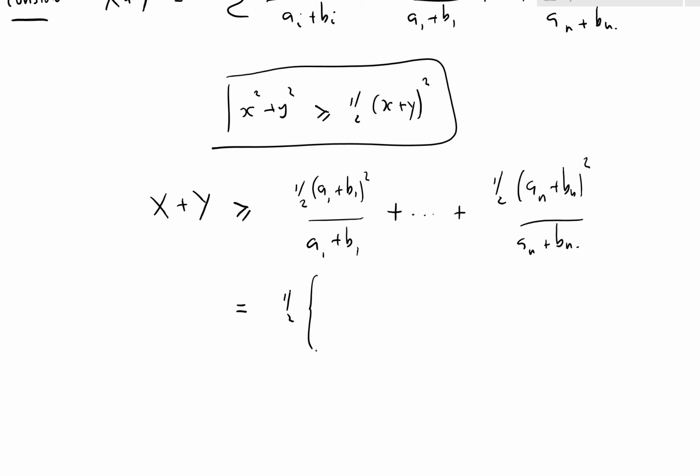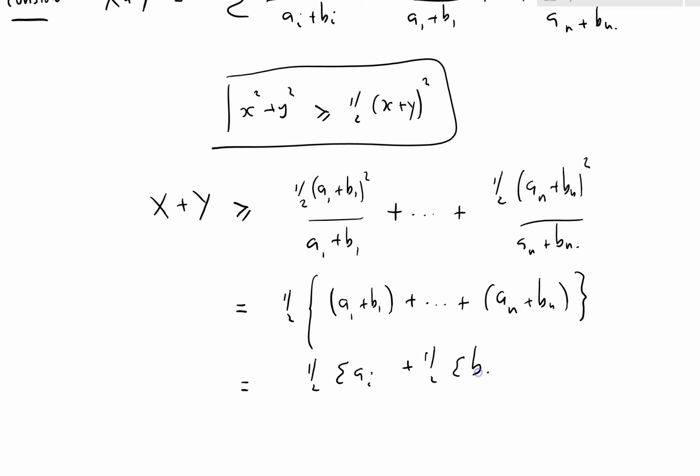a1 plus b1, because I've got a squared and a linear term, plus dot dot dot plus an plus bn, close curly brackets, equals a half sigma ai plus a half sigma bi. X plus y is greater than or equal to these guys here. So it looks like we've proved it, but we haven't. We haven't proved it because it could well be that x is really, really massive. X and y could be very different size, and we're only interested in this one. We're not interested in this one.